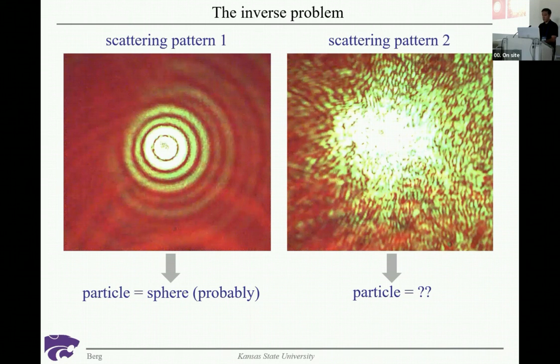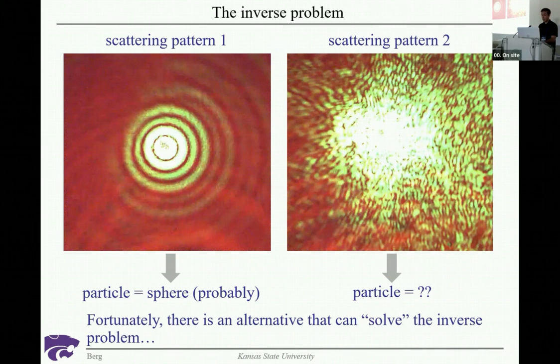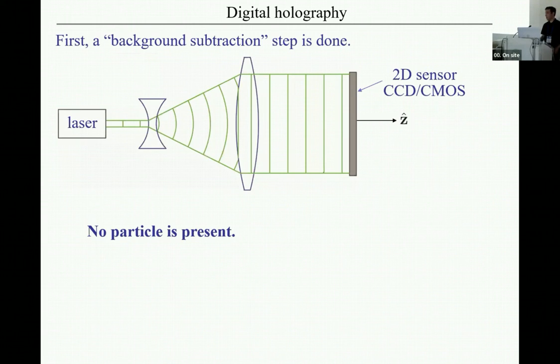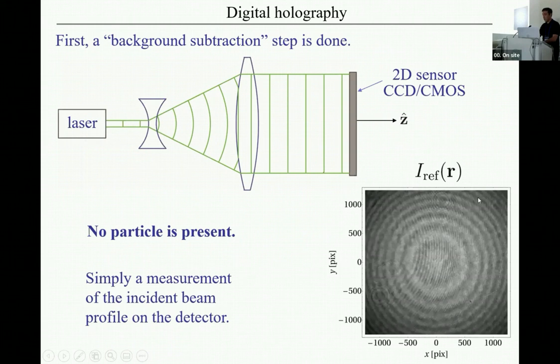Fortunately, there's an alternative to solve this problem, and that is digital holography. It's basically a direct imaging approach. So the way digital holography works is you perform two measurements. The first is you have an expanded laser beam illuminating a sensor, and you just record the beam profile. We call this a reference measurement, and it would look something like over here. You see a broad Gaussian kind of profile.